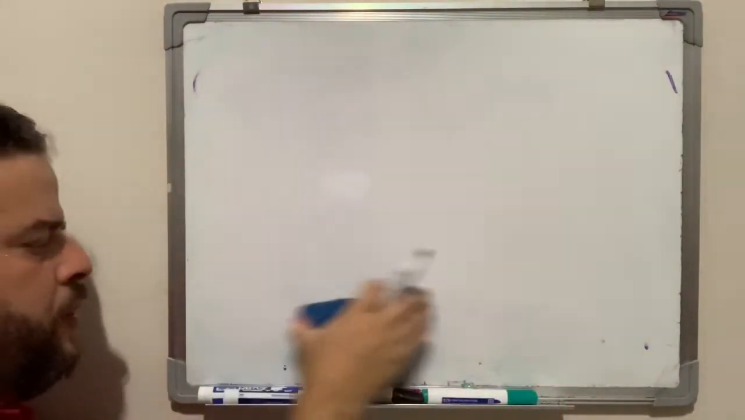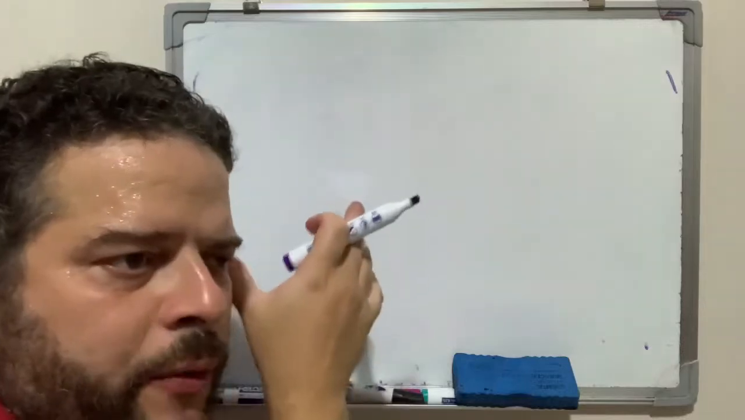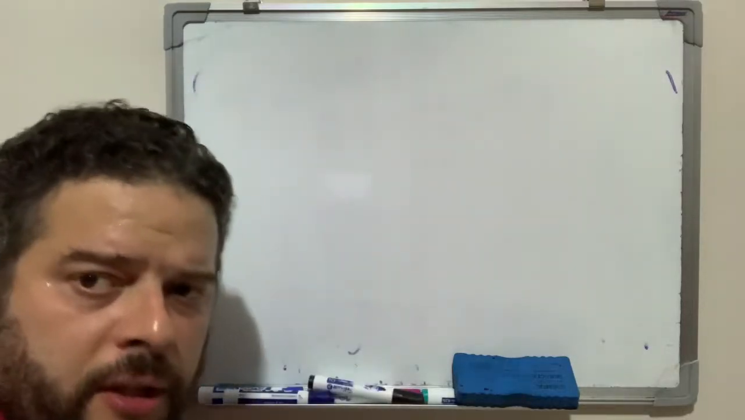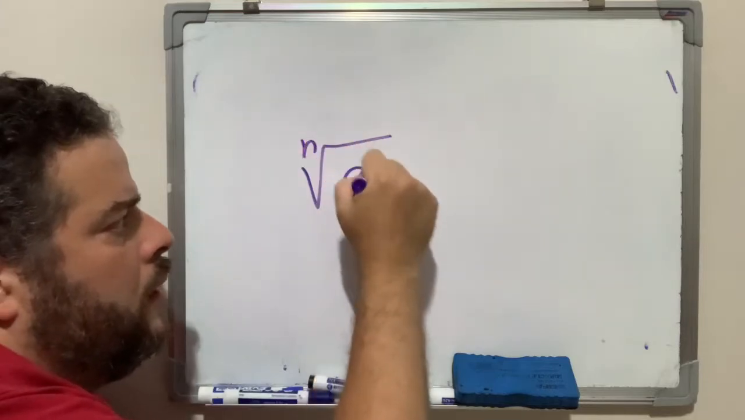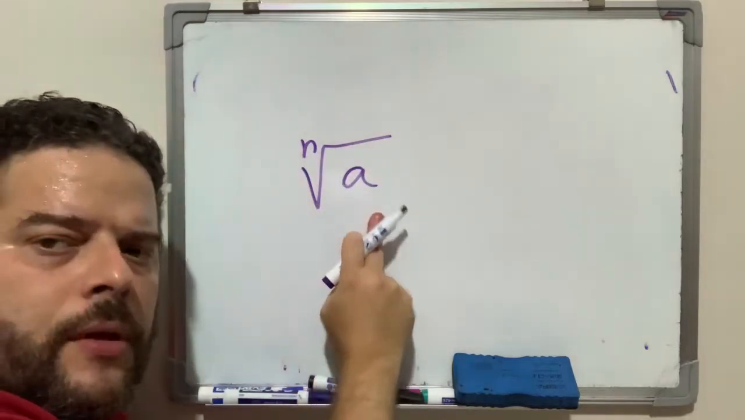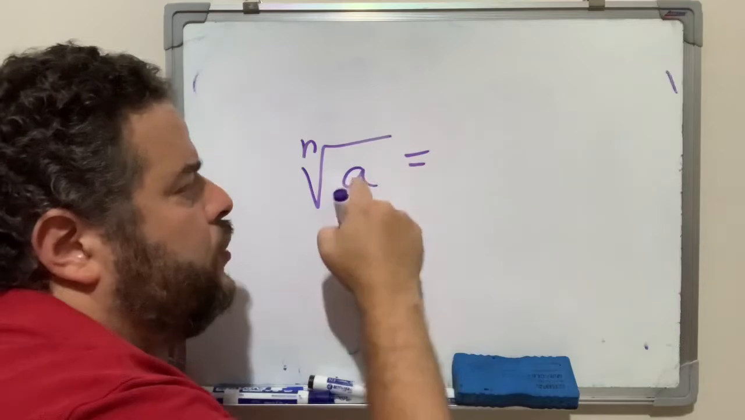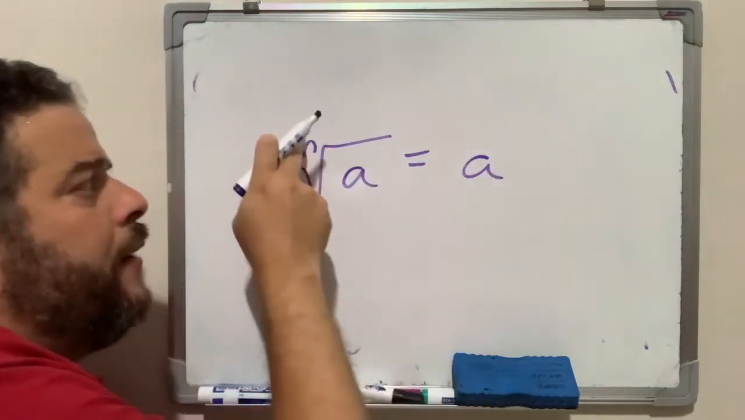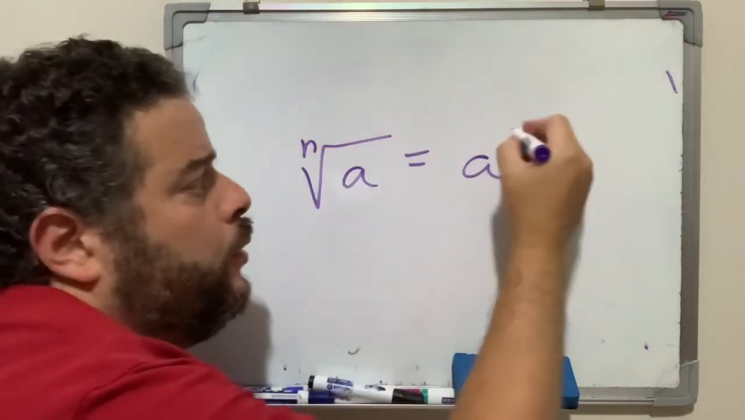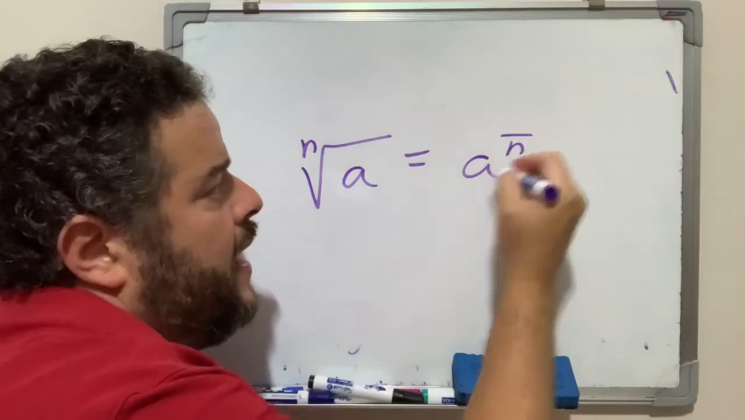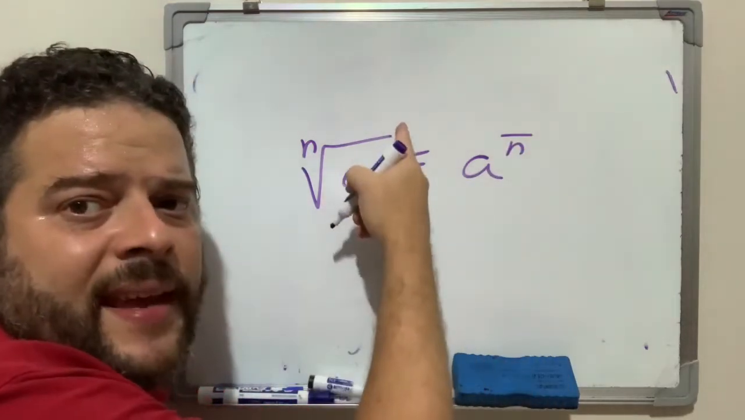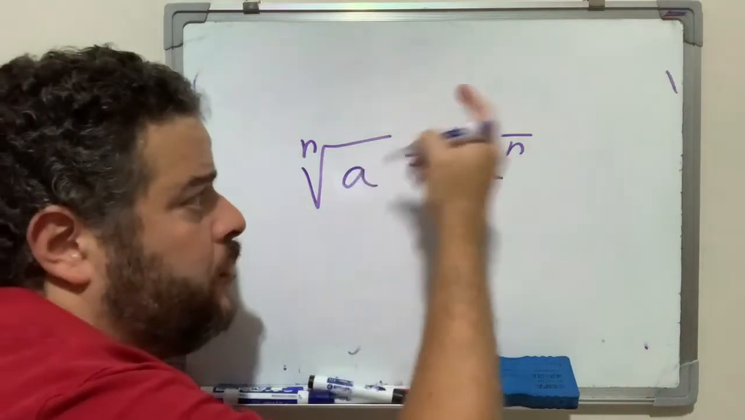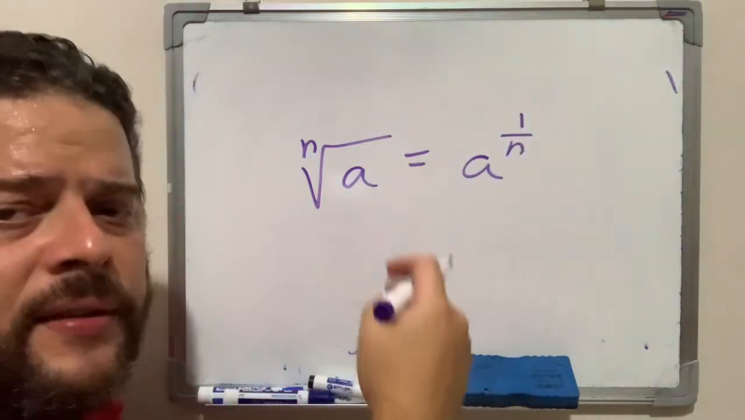Now we get into the tricky part we saw last year, converting radicals to rational exponents. When you have, for example, this expression, you can turn that into a base where the power of the root becomes the denominator and the exponent that's out here becomes the numerator. Since I can't see anything right now, the exponent is 1. So it would be a to the 1 over n.